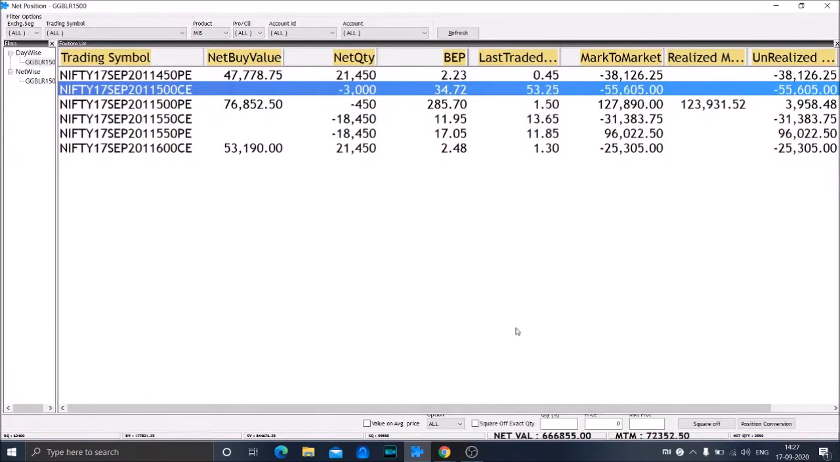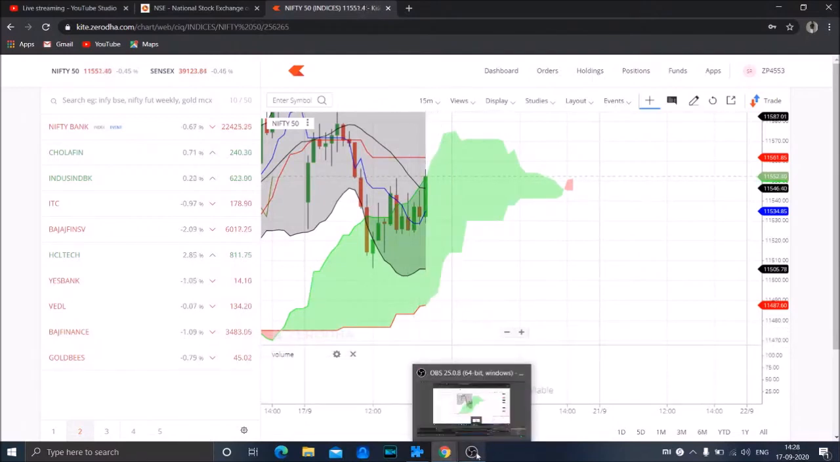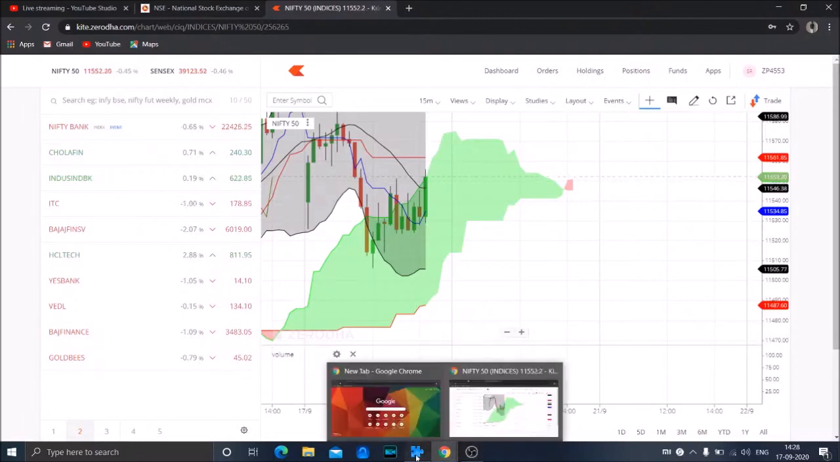Okay, I'm still thinking, should I book at 72,000 and take another trade later? In case the market hovers around this range for 5 more minutes, I'm just going to do that, because even I'm quite confused where the market might be headed, and I don't want to take this risk of losing simply.